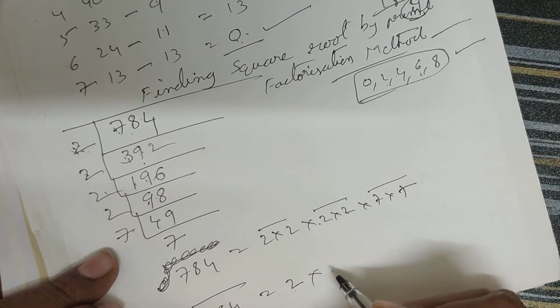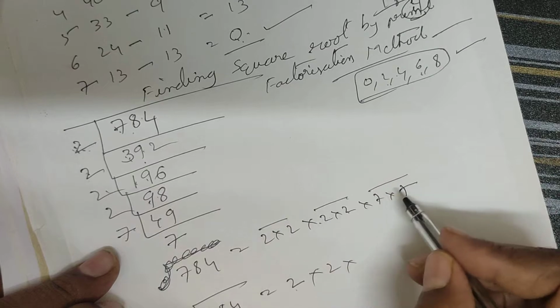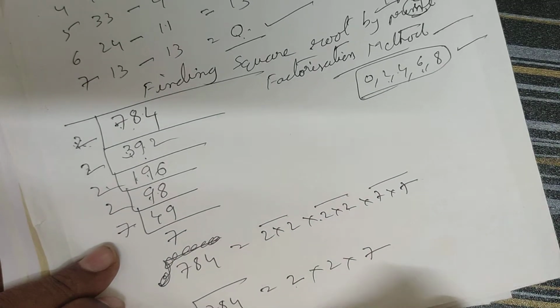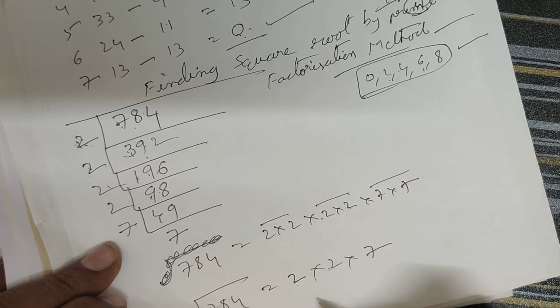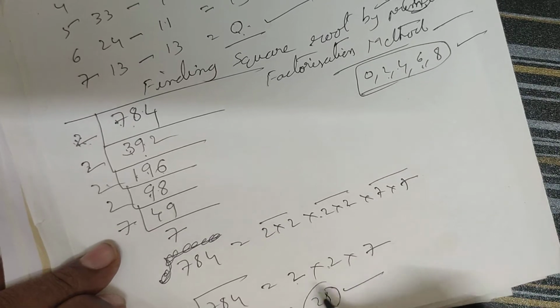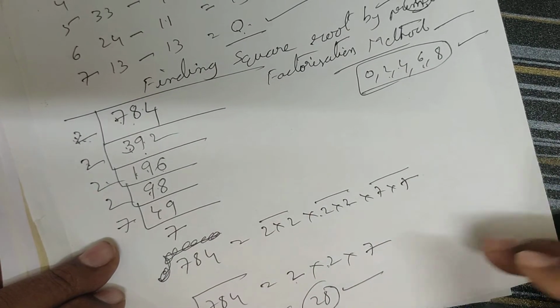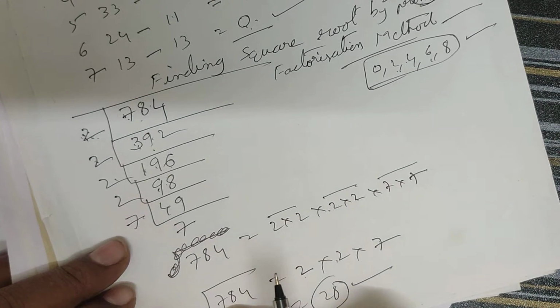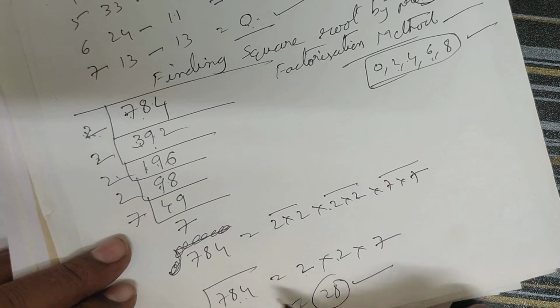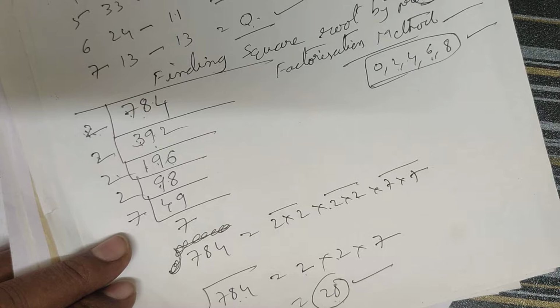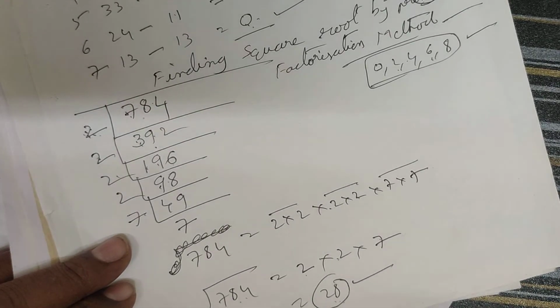It is another pair of 2. 1 2 take down. Another pair of 7, so take 7 once. So 2 2s are 4, 4 7s are 28. The meaning is 28 into 28, if you do it, you are getting 784. So 784 is having a perfect square root. 784 is a perfect square. It is a perfect square number.